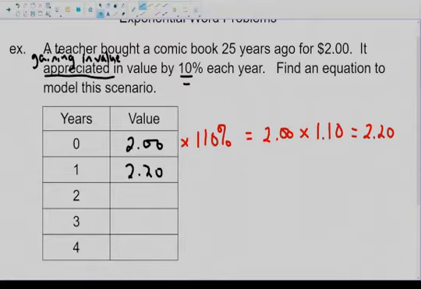Okay, now we're going to take that second entry and multiply it by 1.10. Now I'm going to need to do this off screen here with a calculator. So 2.2 times 1.1 gives 2.42.